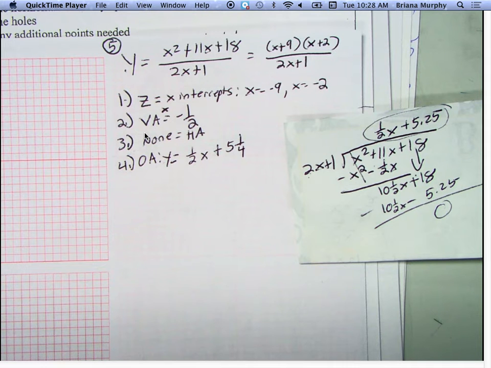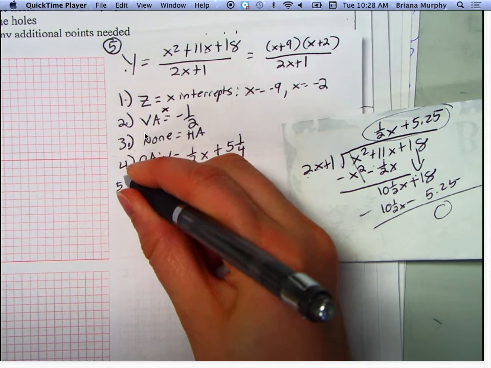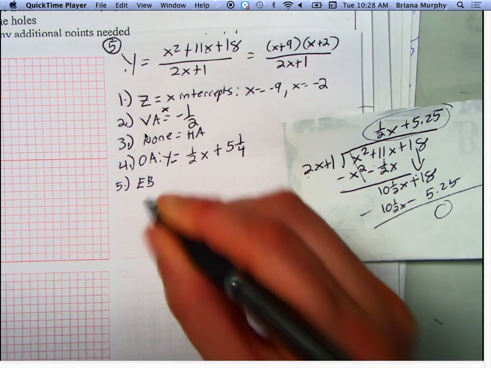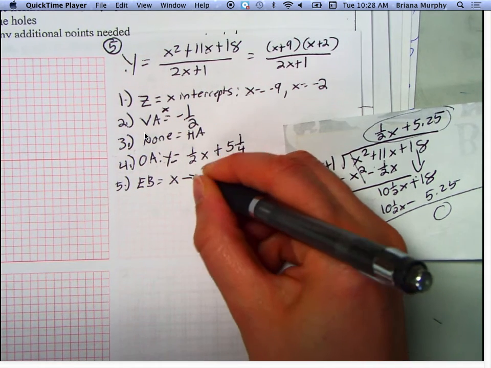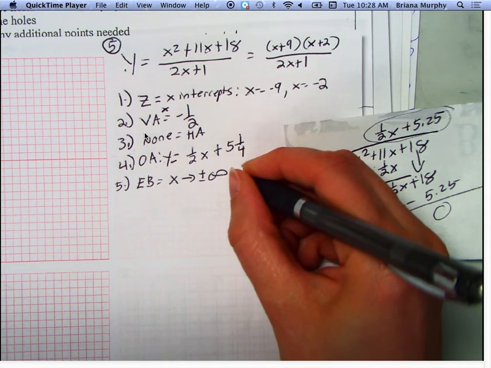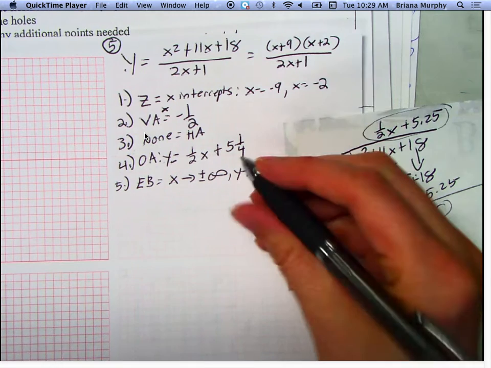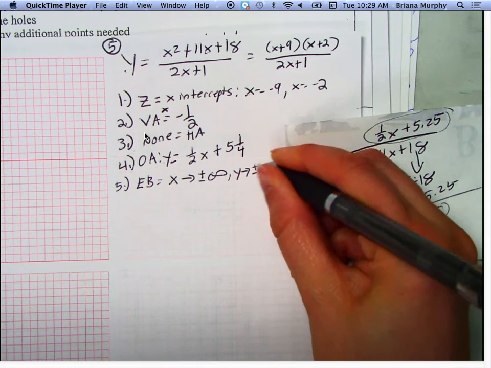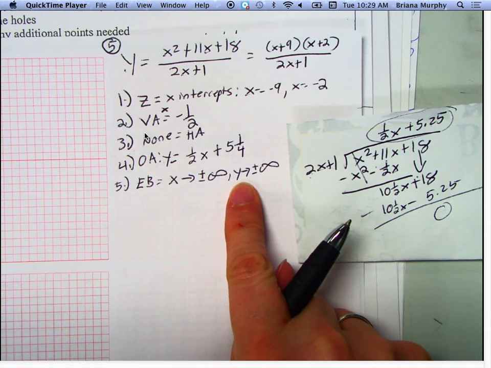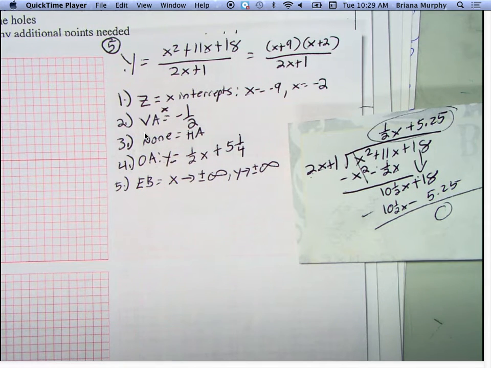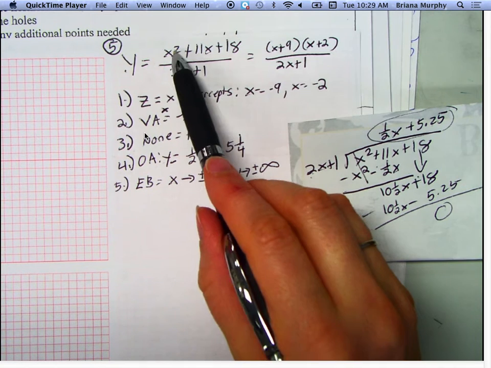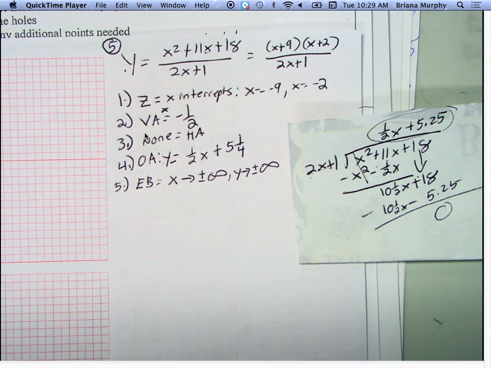Okay. End behavior. As x approaches positive and negative infinity, y approaches positive and negative infinity. When would I switch this so that as x approaches positive infinity, y approaches negative infinity? What would be true? If there was a negative, if one of these two were negative, the number in front.